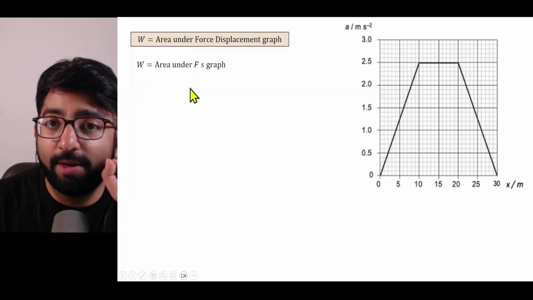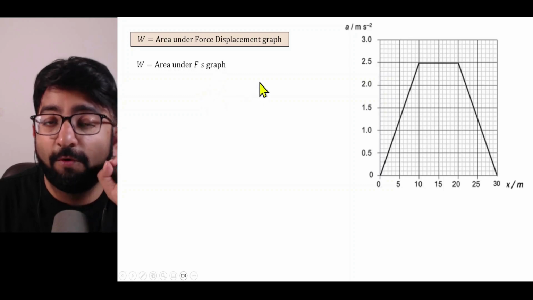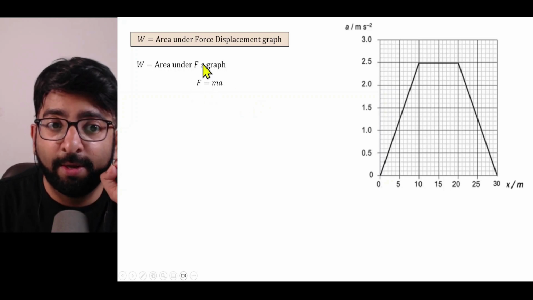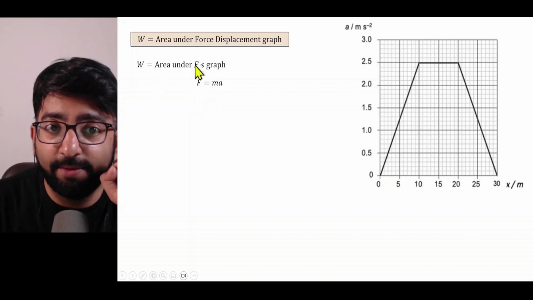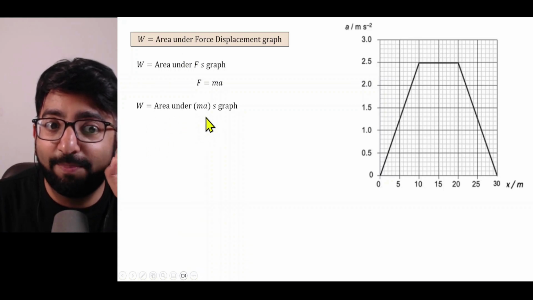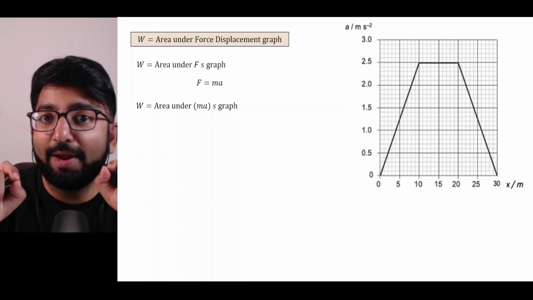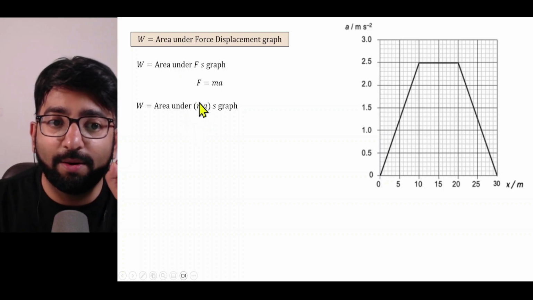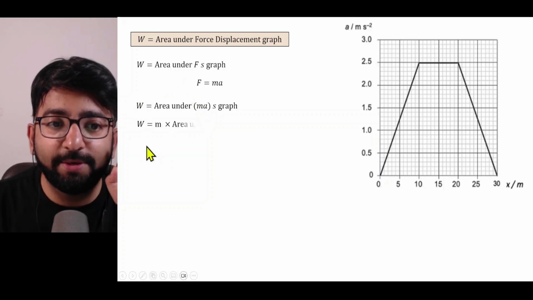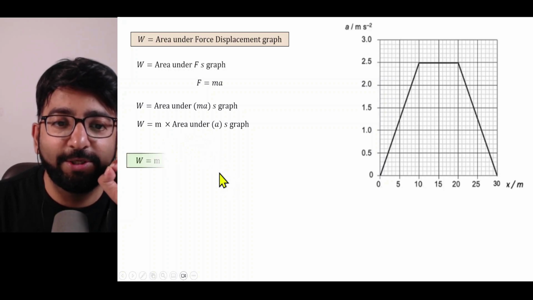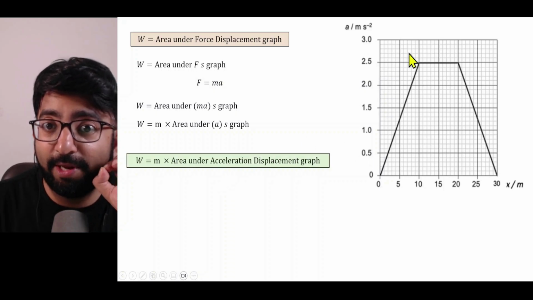So work done is area under the force displacement graph. Now the formula for force according to Newton's second law, if you remember, F is equal to m into a. So if we replace F with ma in this expression, we will write down work is equal to area under the ma multiplied by s graph. Now, in most questions, the mass of the object is always constant. So we can take mass out of this expression. So work done will be equal to mass into area under the acceleration displacement graph.